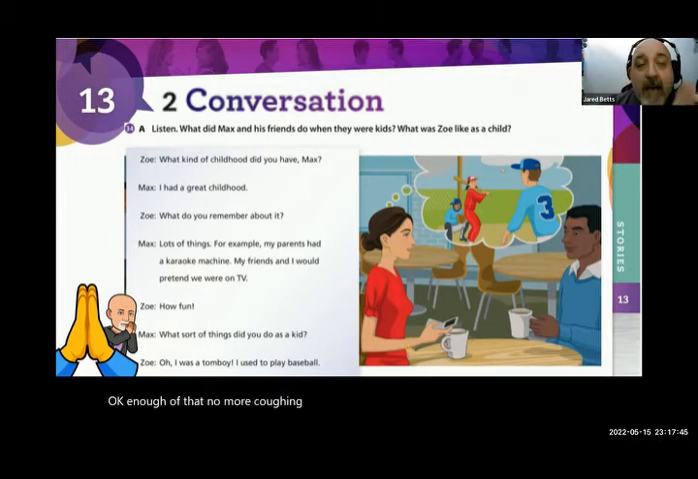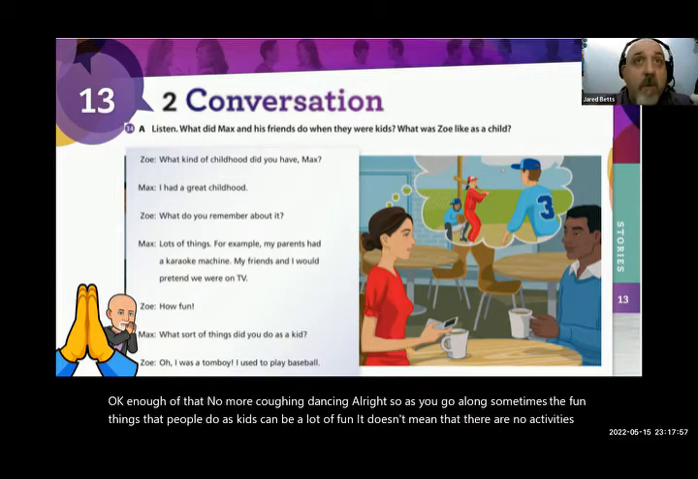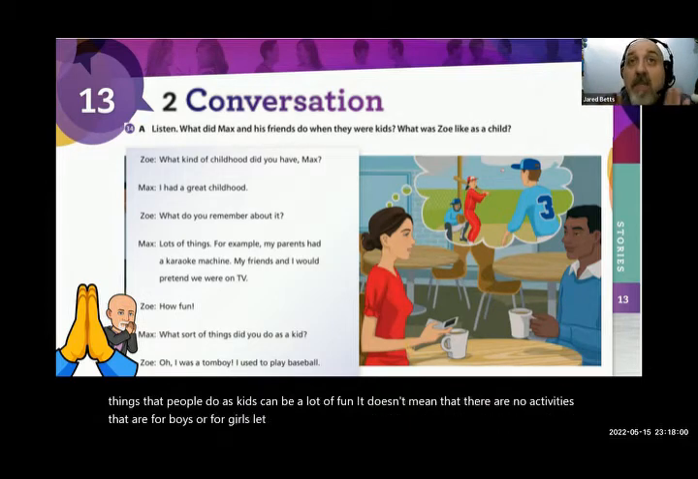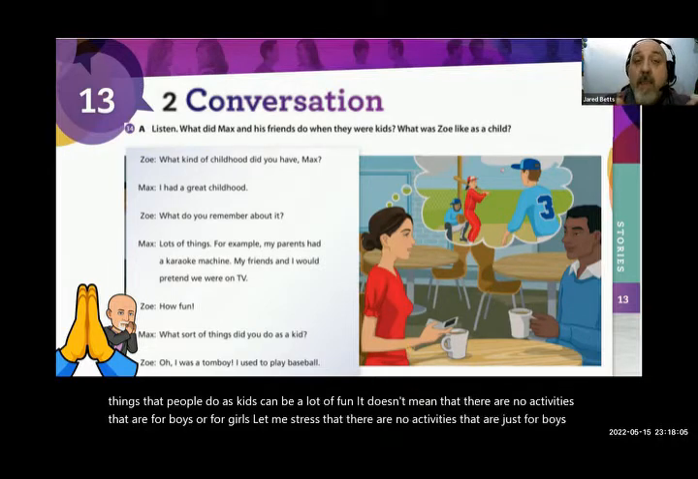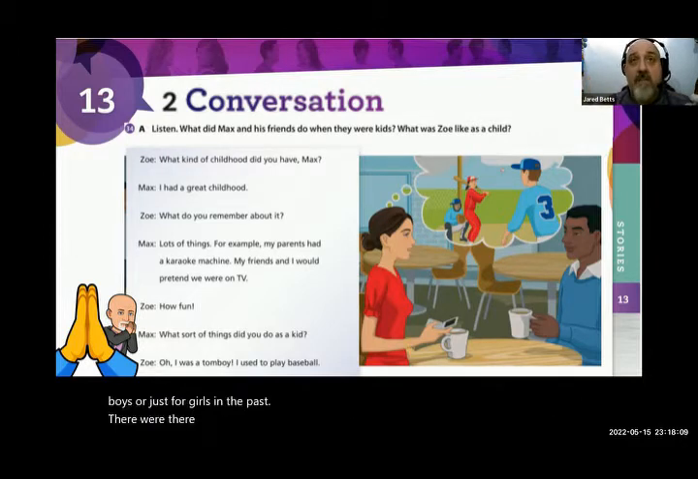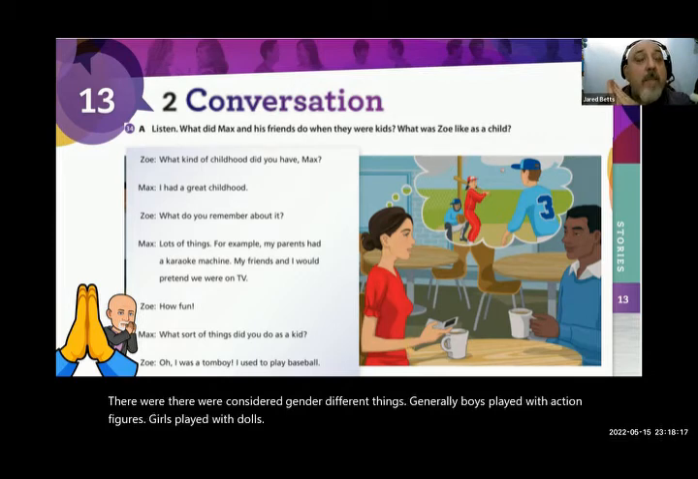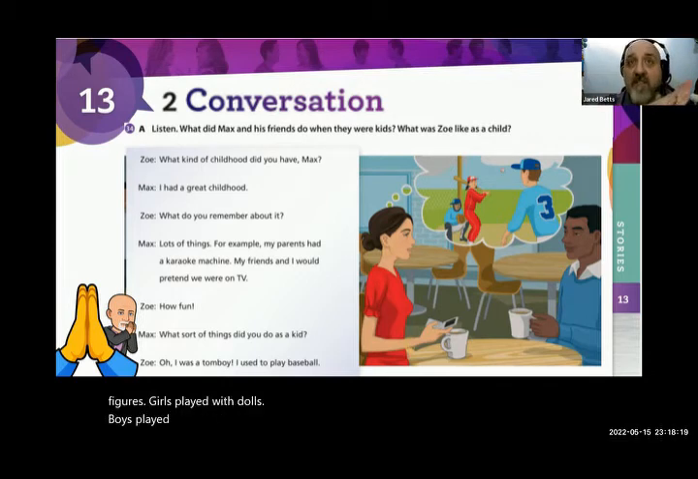All right, so as you go along, sometimes the fun things that people do as kids can be a lot of fun. It doesn't mean that there are no activities that are for boys or for girls. Let me stress that. There are no activities that are just for boys or just for girls. In the past, there were considered gender different things. Generally, boys played with action figures, girls played with dolls. Boys played baseball and girls played softball.